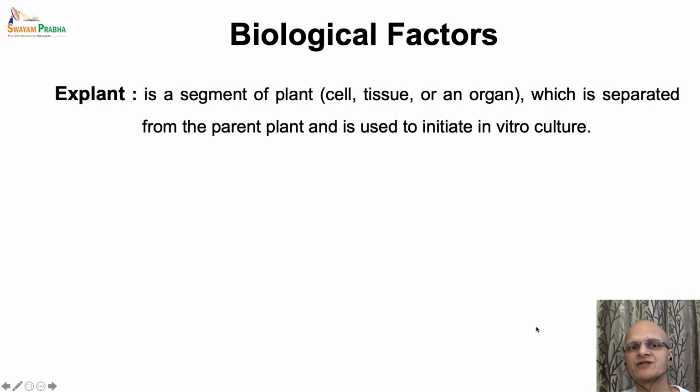So let's start with the biological factors first. An explant, as we know, is a segment of the plant which is separated from the parent plant and is used to initiate the in vitro culture in artificial conditions. So the explant is the starting biological material, and it can be any living part of the plant. We can harvest any of the tissue; it should be living, that is the basic requirement. However, the physiological status of these living tissues varies from one tissue to another, or organ to organ on the same plant. For better results, it is very important to choose the right explant.